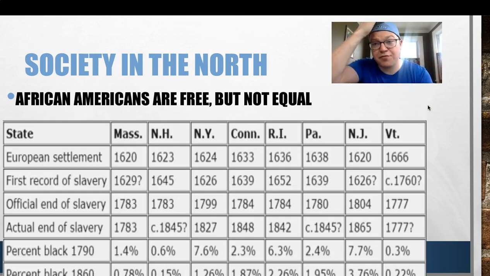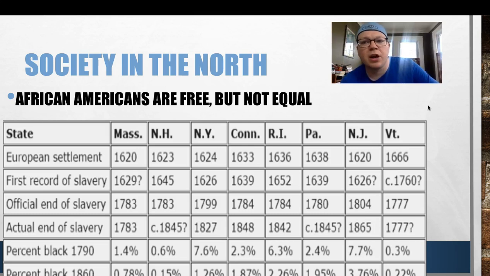African Americans are free in the North, but not all equal. They weren't a huge percent of the overall population of many of the states. The highest percent of African American population in the North is going to be 2.26% in Rhode Island. You can see most of these states, however, ended slavery with laws in the 1700s.